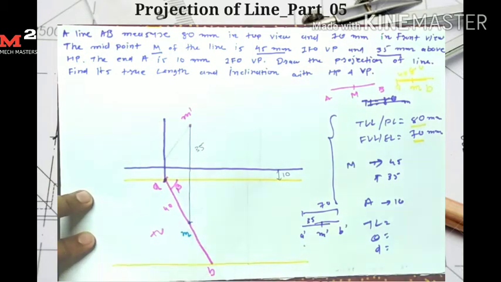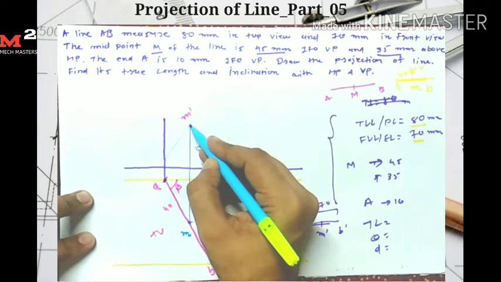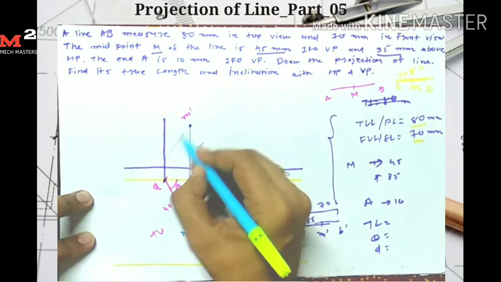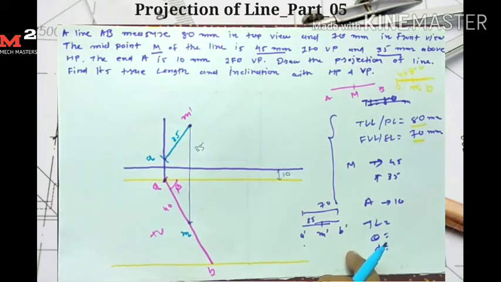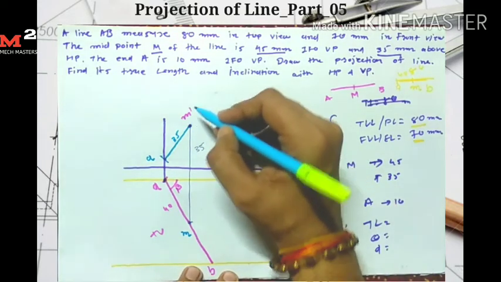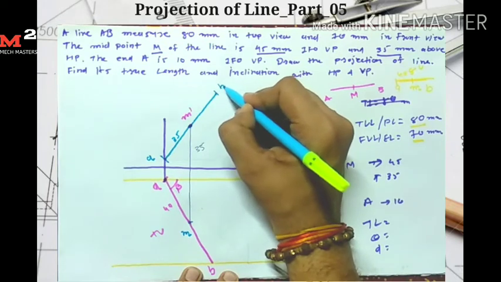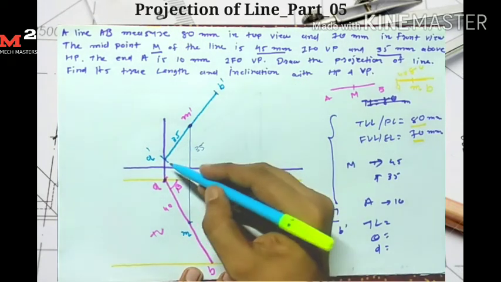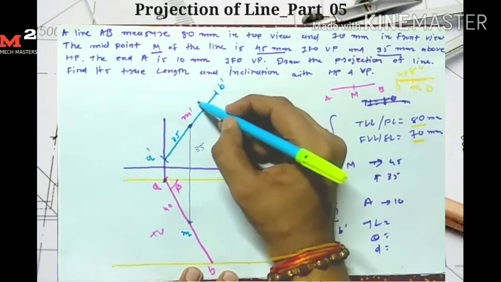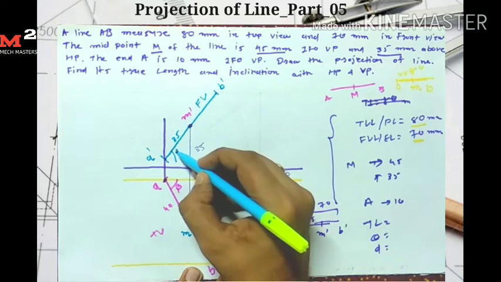So I take M dash as a center and 35 mm as a radius. I draw one arc which intersects this vertical line at here. Now the total front view length is 70 mm, so from the M dash point I take 35 mm at here. So here I get my point B dash, and here the A dash point. So this A dash B dash is my final front view, and the angle made by the length is the apparent angle alpha.